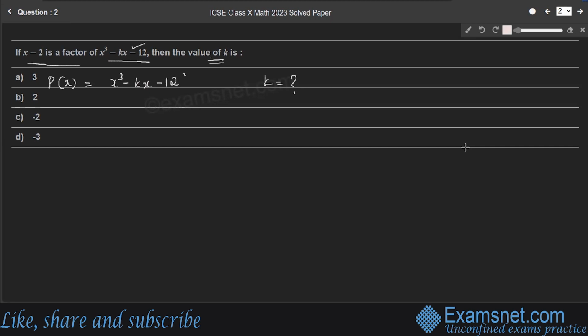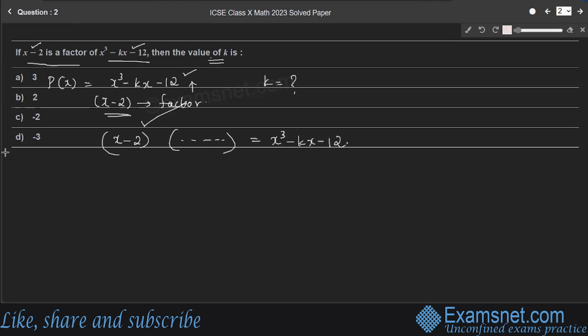Any algebraic expression, when one of its factors is given, which is x minus 2 here, means the given expression can be written as the product of the given factor into some other factor. So it is x minus 2 into some factor, is equal to the given expression x cube minus kx minus 12.